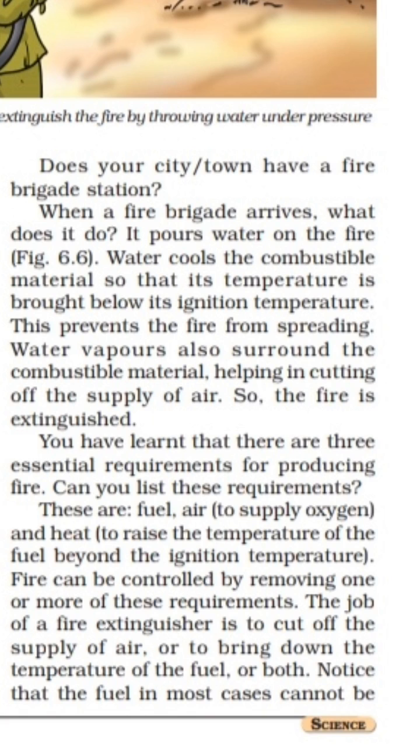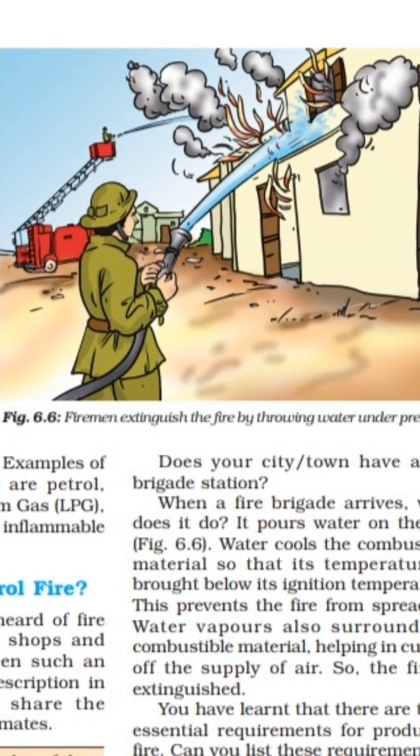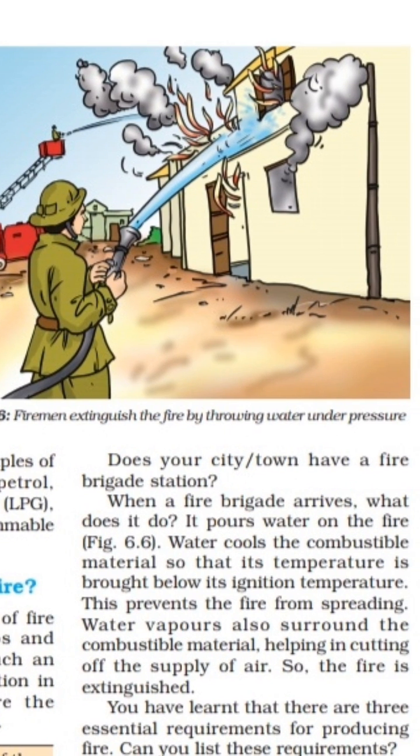Now here, when a fire brigade arrives, what does it do? Suppose a fire is breaking out in a home, shops or factories, and the fire brigade arrives. At that time they pour water on the fire, which is shown in figure 6.6. You see the figure 6.6. Firemen extinguish the fire by throwing water under pressure.